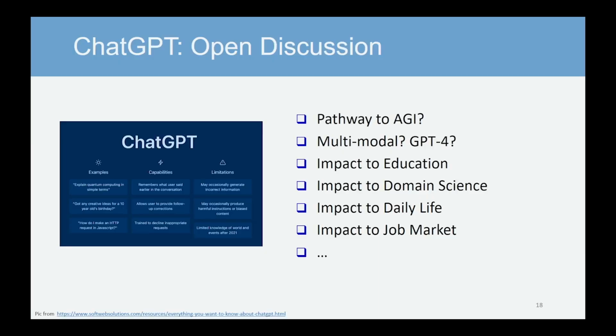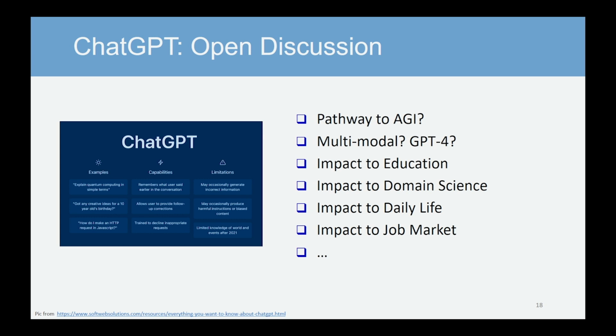So we will have a more open-ended discussion, but I will try to give a short discussion myself here. There are many people saying that ChatGPT can be the spark of AGI, artificial general intelligence, and I can see some hope in that. And how can we deal with multimodal data? GPT-4 already did that. Then if there's a GPT-5, we also need to think about what kind of data source we can use to train an even larger model.